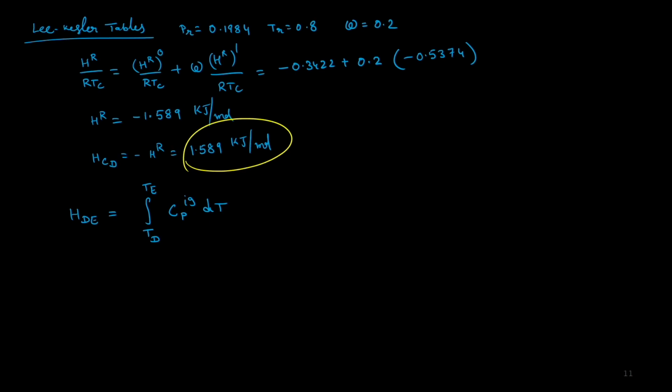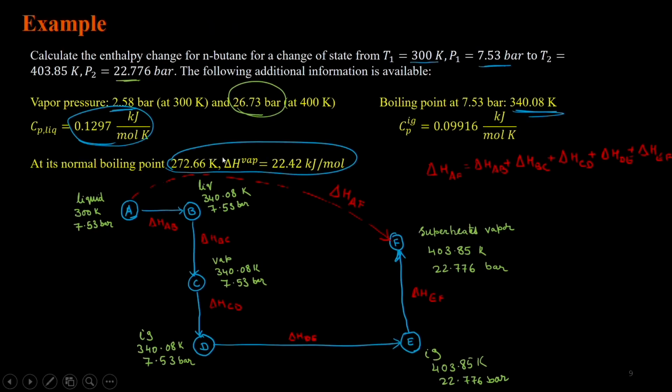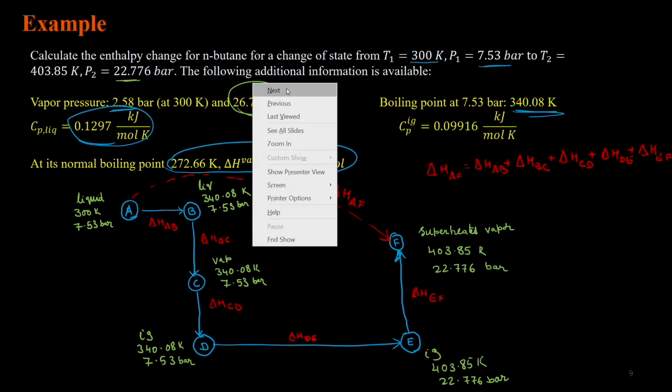And what we are given is the value of Cp IG for n-butane. Usually it's a function of temperature. In this case, we're given that it is a constant independent of temperature, so the calculation will be a little easier, right?